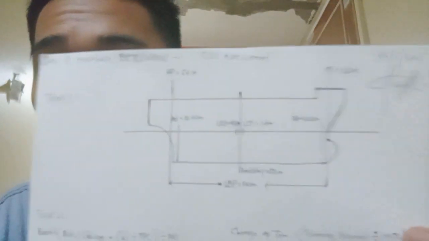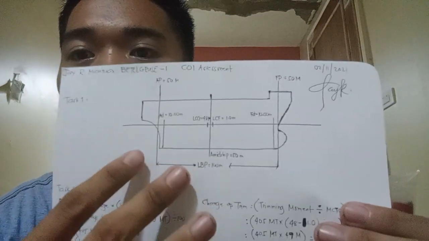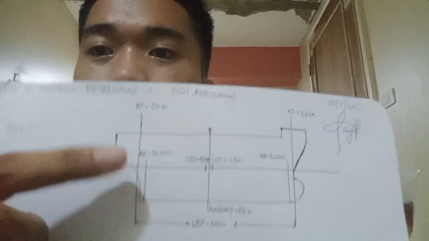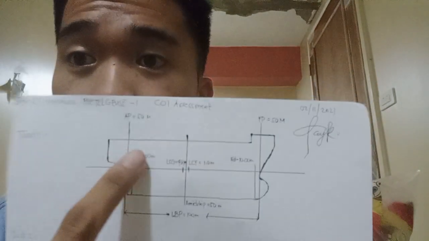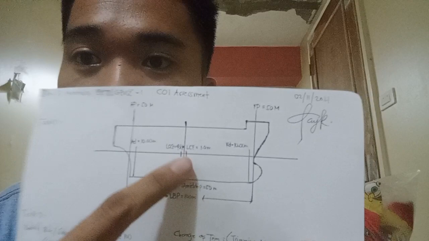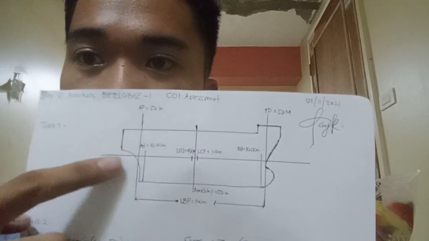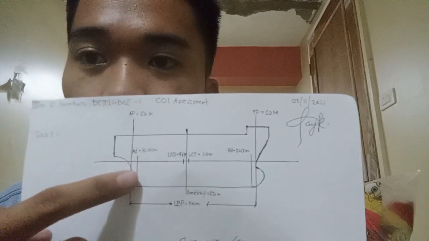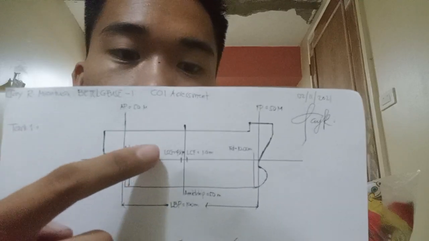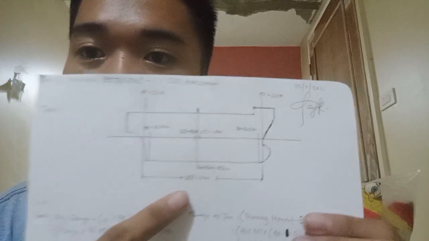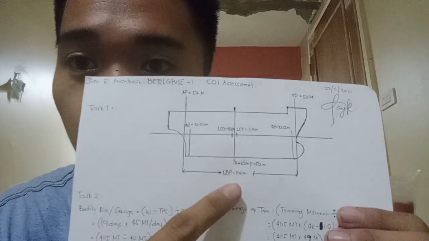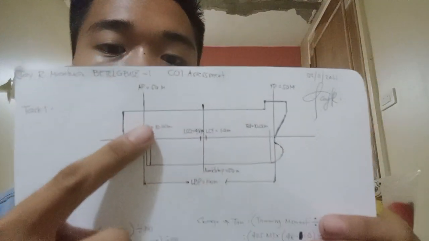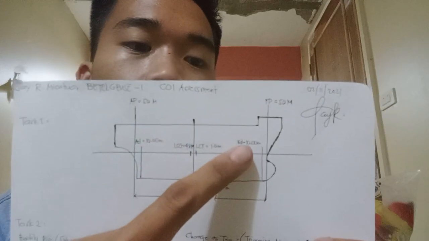In task one, this is my illustration. This is the ship. This is the after perpendicular, forward perpendicular, amidship, and this is the waterline. This is the forward draft, the aft draft, the LCG, the LCF, and my LBP. The measurement is 100. The amidship is 50. Aft draft 10. Forward is 10.